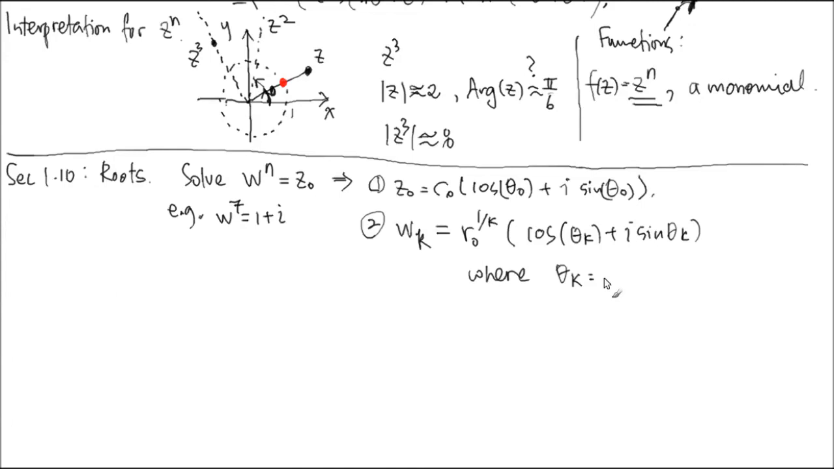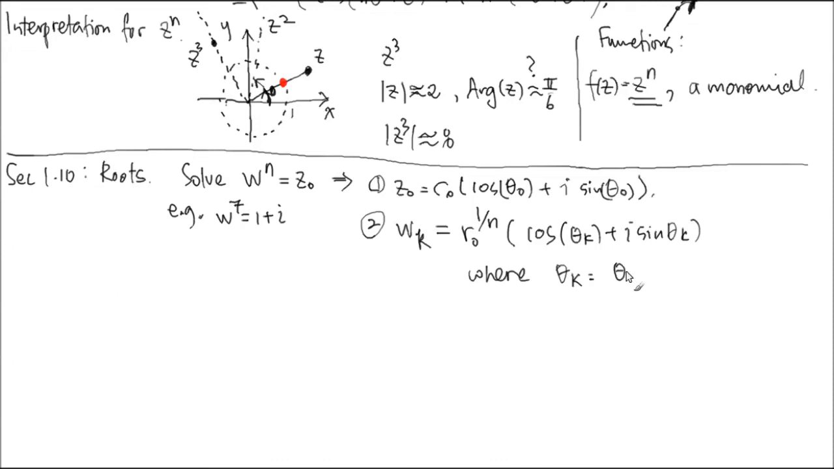I'm sorry, this is not the 1 over k. What is the correct number? Not the k. The nth root, right? So it's 1 over n. Sorry about that. It's the nth root. So you put that nth root, and that's what happens: r0 to the 1 over n. So the modulus is all the same. There's no k. As k varies, it's always the same. But here's a k.